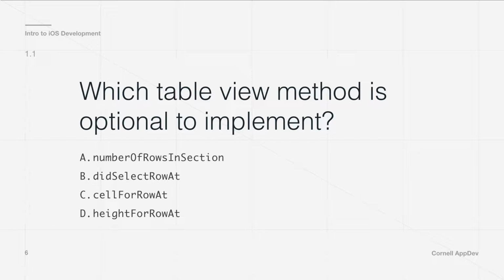Not exactly the answer I was looking for. Does anyone have a different answer? Yeah. I guess B. Why do you think it's B? Because you don't have to click on the row. Right? Yeah, so number of rows in section, cell for row, and height for row are still the minimum amount of information that you need to give the table view in order for it to fully construct it. Whereas for selecting a row, sometimes you don't want anything to happen, so that's the optional method. I think maybe what you're referring to was auto resizing cells.